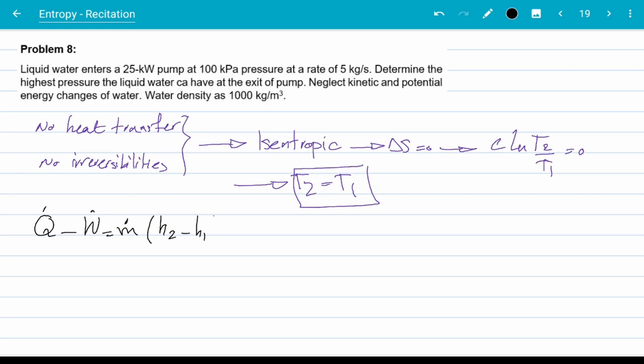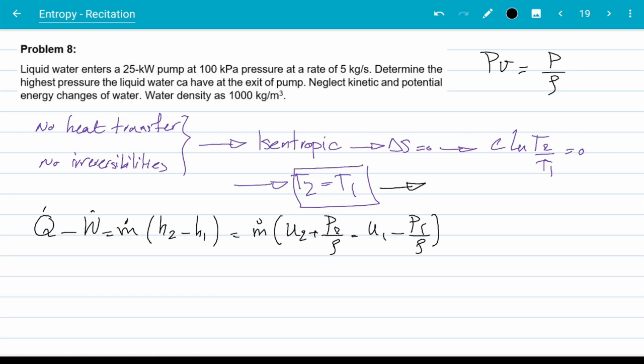H2 minus H1. Now I know that enthalpy by definition is U2 plus P2 over rho minus U1 minus P1 over rho. Enthalpy by definition is internal energy plus the flow work. Flow work is pressure times a specific volume, or pressure over density, because specific volume is 1 over density. Now, because the temperature does not change between states 1 and 2, I can conclude that the internal energy does not change either. So U1 is equal to U2. So these two will cancel each other. We assume that there are no heat transfers involved, so Q dot is also going to be 0.